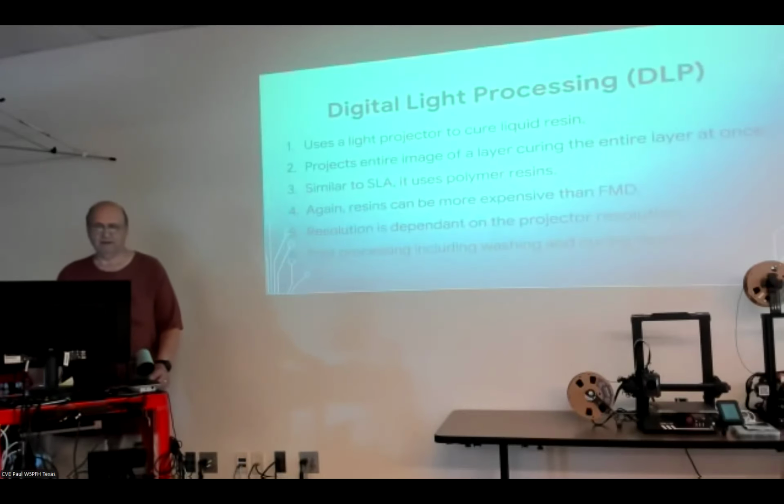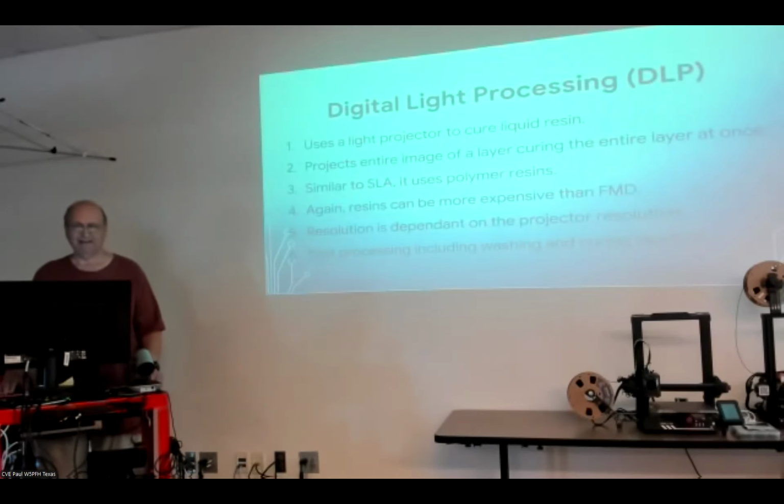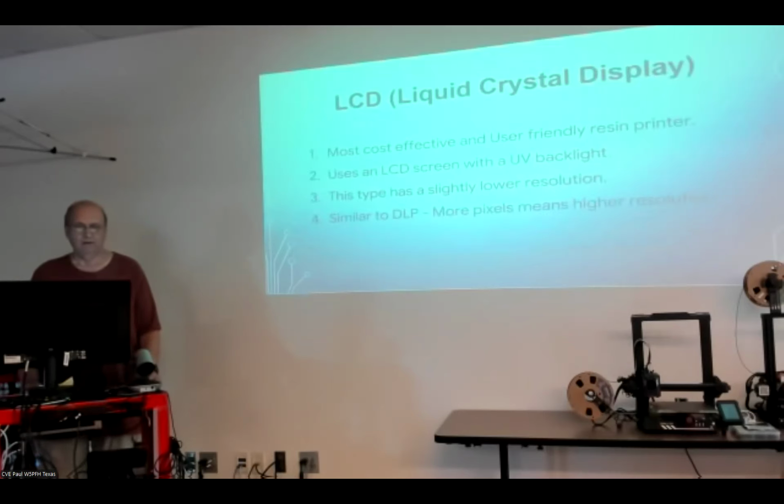So the second type is digital light processing. It's basically the same type of printer. It's got a tank with resin in it, and it will project the entire image at one time. And the details of these are dependent on the resolution of the image. And again, it can require post-processing, just like SLA. And the third type is the LCD, liquid crystal display. Most cost-effective and user-friendly resin printer. And it uses an LCD screen with UV backlight to project the entire image and cure it all at once.